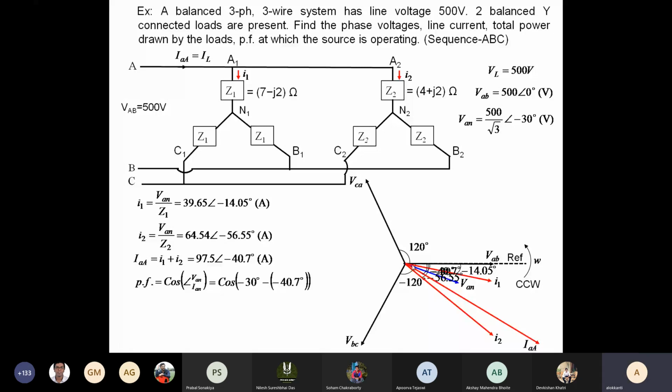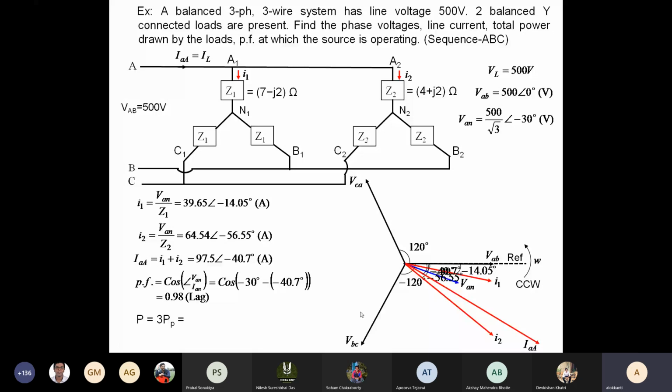VAN is at minus 30 degrees and IAN is at minus 40.7 degrees. So minus 30 minus of minus 40, and then cos. That is basically the power factor, which is lagging, because IA is lagging VAN. And the total power is nothing but 3 times the per phase power. PP is the per phase power. So if you find the per phase power multiplied by 3, since this is a balanced load, you get the total power consumed by the load.